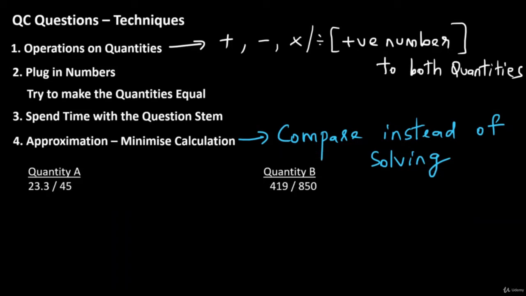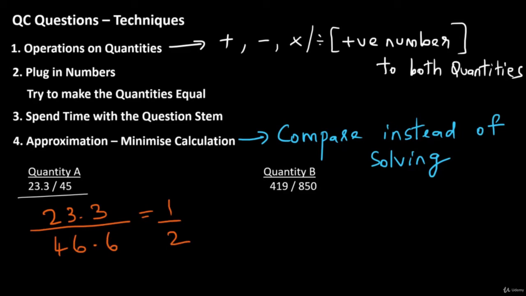Quantity A is 23.3 by 46 and quantity B is 419 by 850. Alright, now over here 23.3 by 46. What can you observe? If the denominator was 46.6, that is twice 23.3, this fraction would be 1 by 2, right? 23.3 into 2 is 46.6. That's why I've taken 46.6 in the denominator. Now this ratio is 1 by 2. Now over here you can see that the denominator is slightly less than 46.6, right? Therefore, this fraction over here will be more than 1 by 2, right?